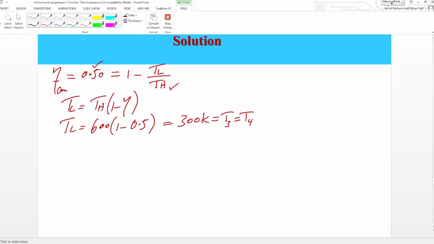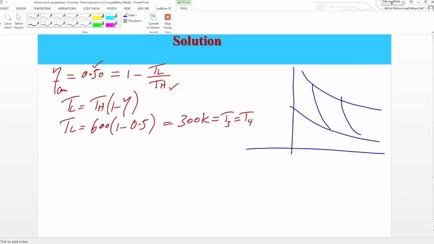I can also draw the cycle again, the Carnot cycle, two isothermal and two adiabatic processes: this is 1, 2, 3, 4. And I can say that this here is TH equal T1 equal T2, and here this is a constant TL equal T3 equal T4. Okay, now this is one of the things he asked about.